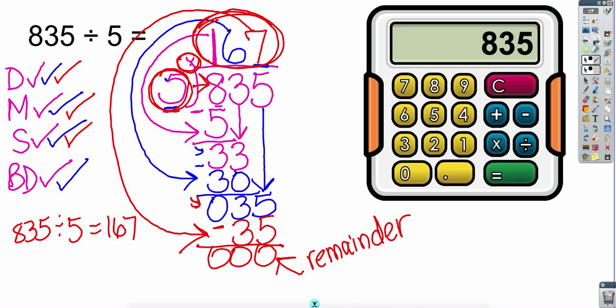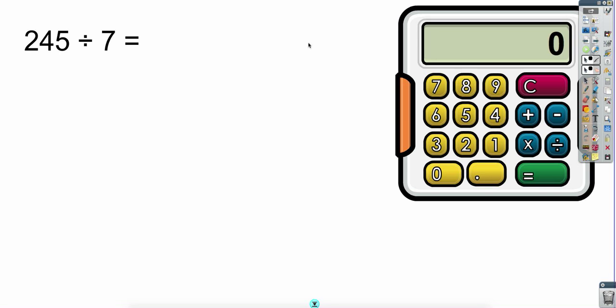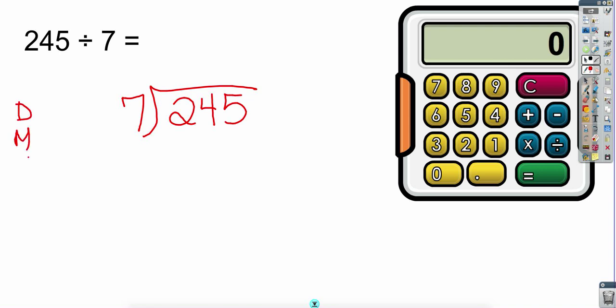All right, so let's go try another one. Let's do 245 divided by 7. Setting it up. Divide, multiply, subtract, bring down. In this case, we're still doing the same thing, but something is a little bit different here. I know I'm dividing by 7, but 7 doesn't go into 2, because when I do my multiples of 7, I go 7, and I already passed 2. So 7 does not go into 2. It automatically passes it. So that's why my answer is 0.